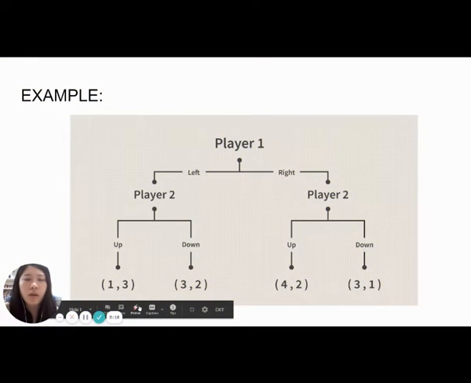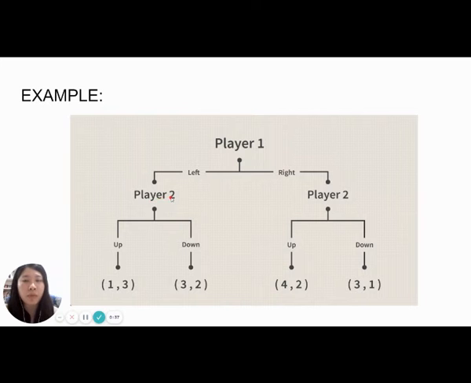Here is an example of a simple sequential game. We have two players here. Player 1 has the strategy to play left or right, and player 2 has the strategy to play up or down. And this is the payoff for each player. Since this is a sequential game, player 1 will make the decision first, and then player 2 will make a decision after player 1.